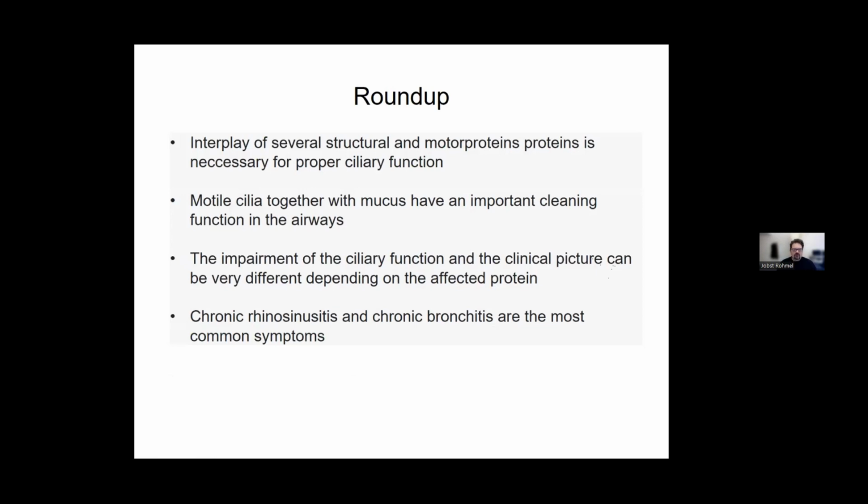So to round it up, we need an interplay of several structural and motor proteins for proper movement of the cilia, or for proper ciliary function. And motile cilia together with mucus have an important cleaning function in the airways. And the impairment of ciliary function and the clinical picture can be very different depending on the affected protein, as I said. And I repeat myself, chronic rhinosinusitis and chronic bronchitis are the most common symptoms. So I hope you have enjoyed my talk, and I think we do the questions later, but I will be very happy to answer questions.